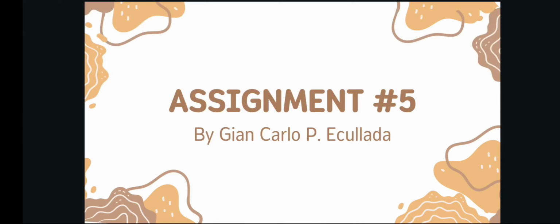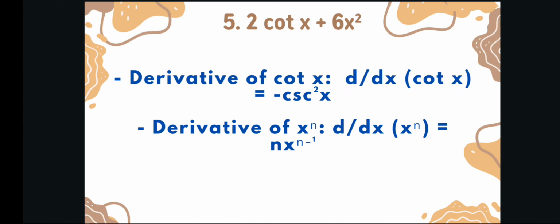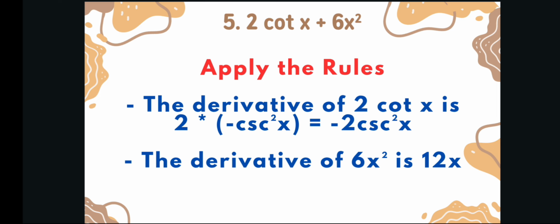I was tasked to report assignment 5 number 5. The given function is 2 cotangent x plus 6x squared. As you can see, these are the equations of finding the derivatives. So first, let's apply the derivative rules.